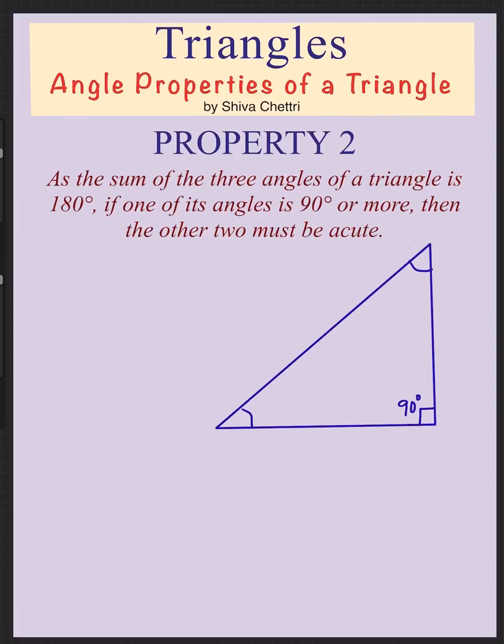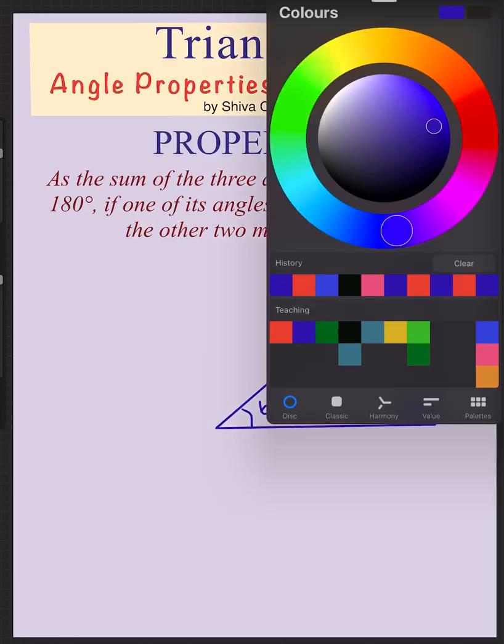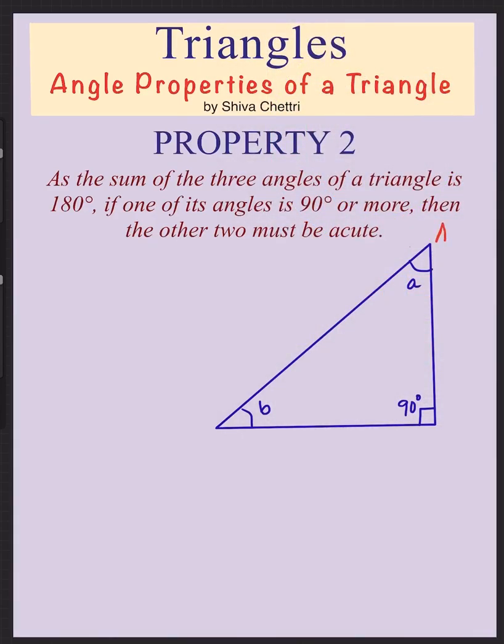Suppose these are angle A and B, we don't know these angles, and the name of the triangle is X, Y and Z, right? So we know that angle Y is how much? 90 degree. But you can easily see and visualize from your eye itself that these both seem to be less than 90 degree. So this property says that if one of the angles is 90 degree or more than 90 degree, then the other two must be acute. These two angles are always acute.